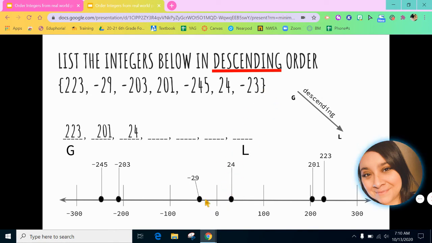And negative 23. Now, negative 23 is where I have to be careful. Negative 23 would not be between negative 29 and negative 100. It would be between 0 and negative 29. So negative 23 would be roughly here.